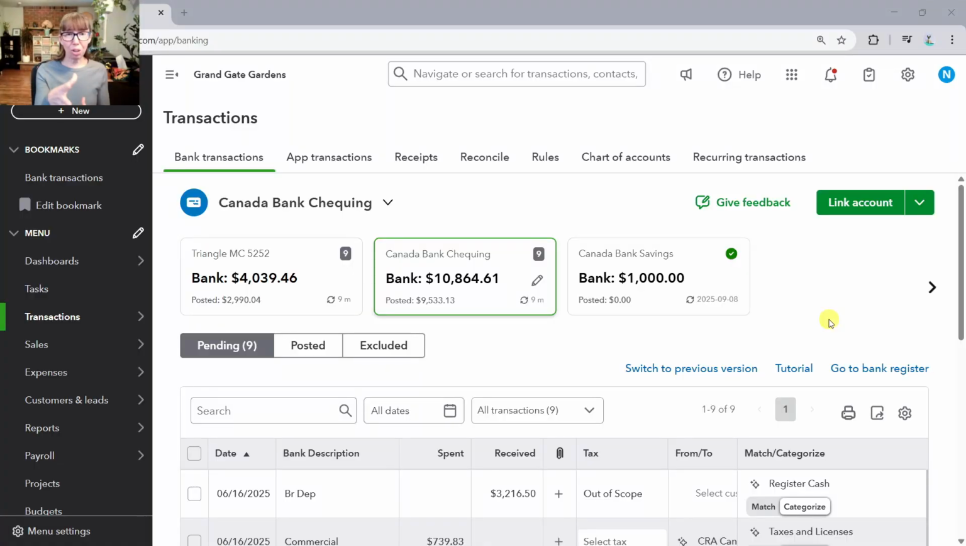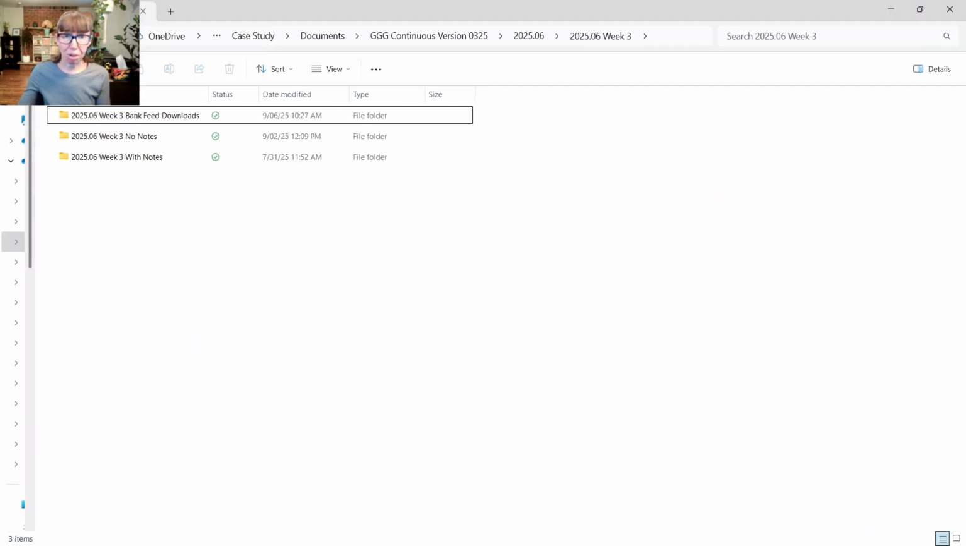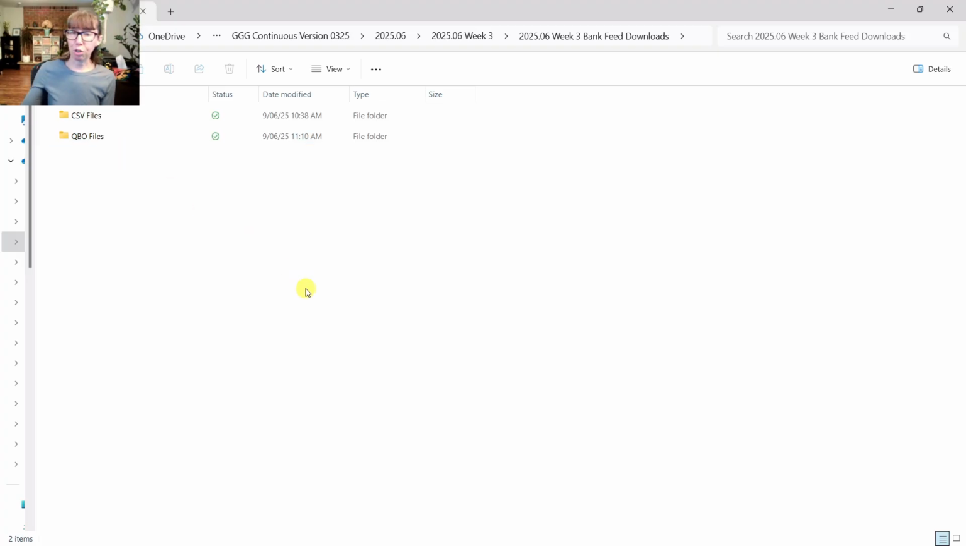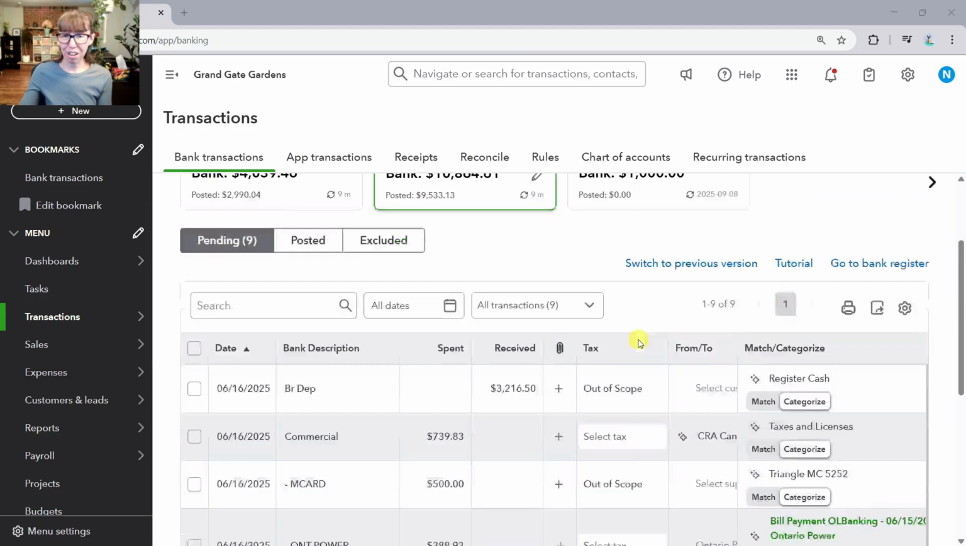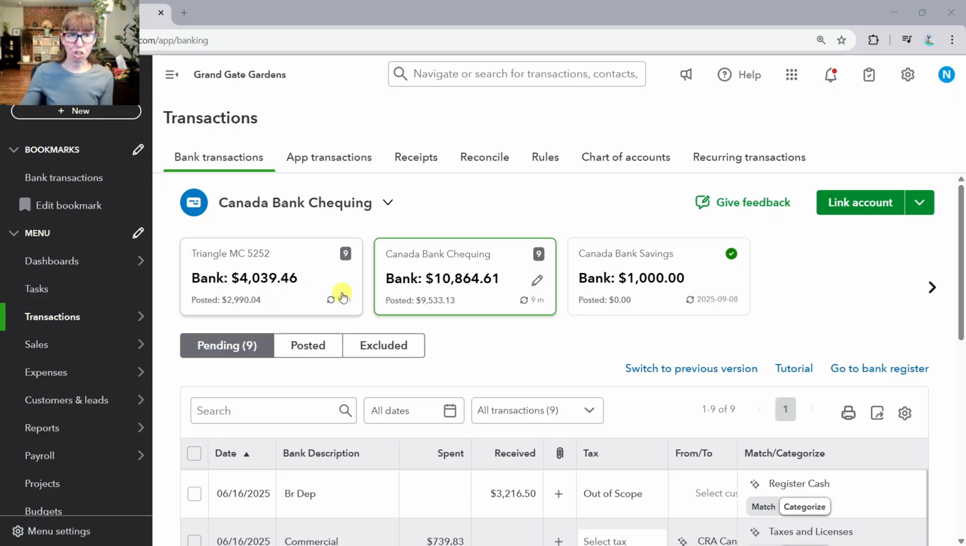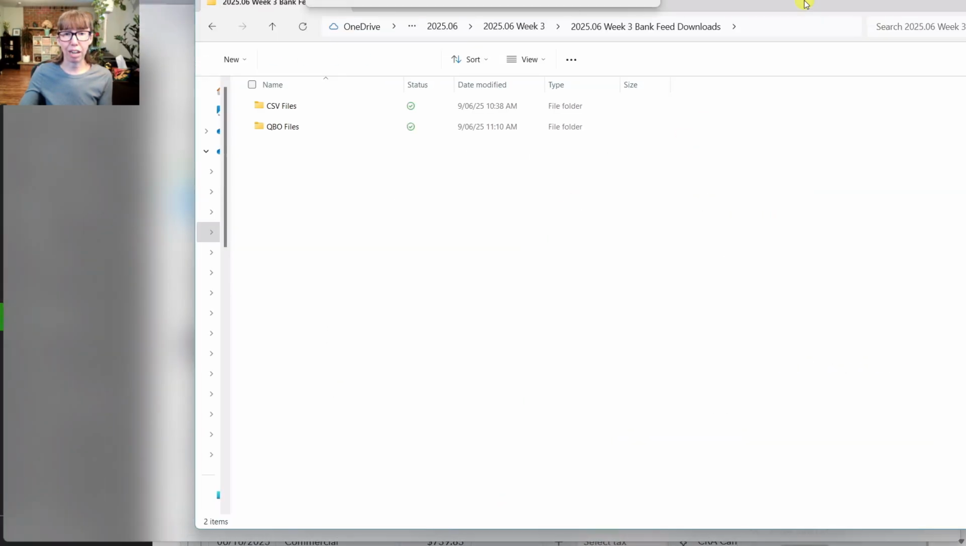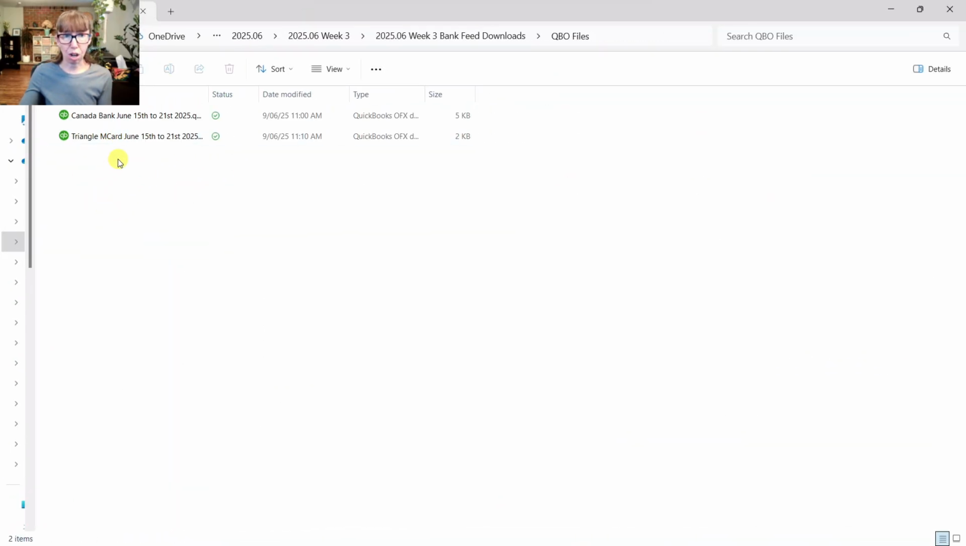So here we are logged into the Grandgate Gardens QuickBooks file, ready to put in the paperwork for June, week number 3. Now the first thing you're going to want to do is upload those bank feeds. I've shown them in previous videos, and I usually do it on the case study videos because I want to remind you to do it, but I did that without hitting record. And instead of undoing everything that I did, just know that I've already uploaded the Triangle MasterCard and the Canada Bank checking for week number 3 already.